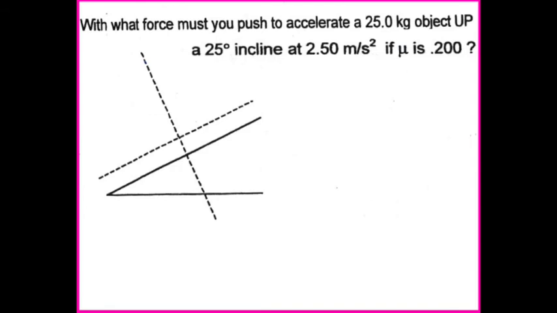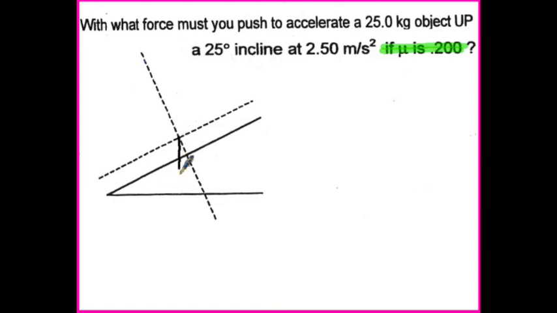And it's our last example. Notice it's almost the same problem. With what force must you push to accelerate a 25 kilogram object up a 25-degree incline at 2.5 meters per second squared? That's all the same. If mu equals 0.200. So now we have a coefficient of friction, so now we have a friction force. So think about it. Would you expect to get a bigger answer to this problem or the last one?